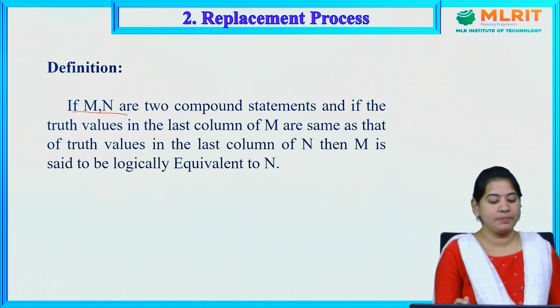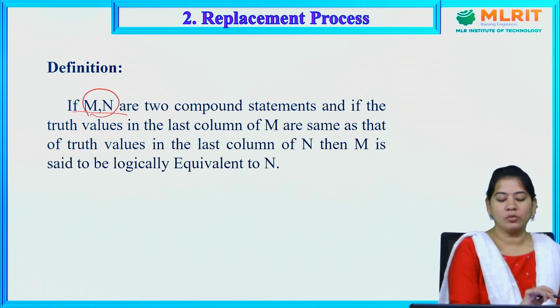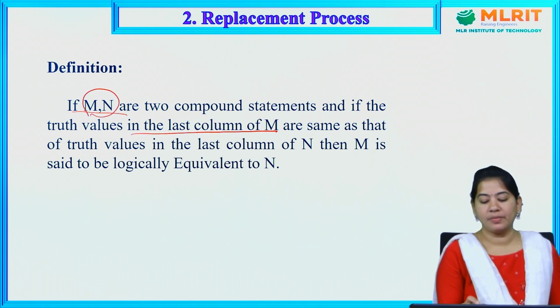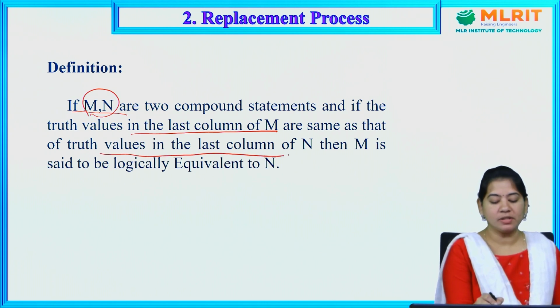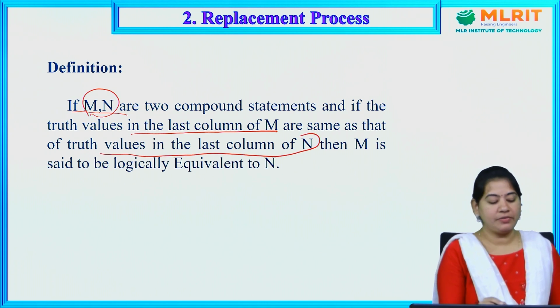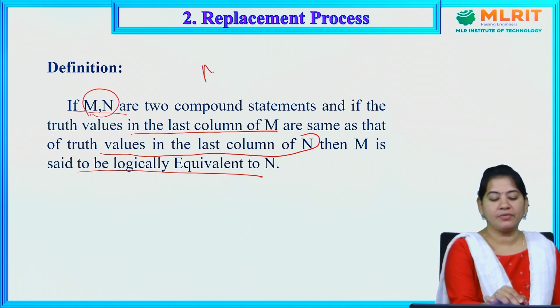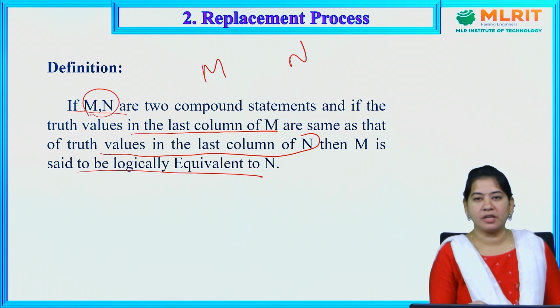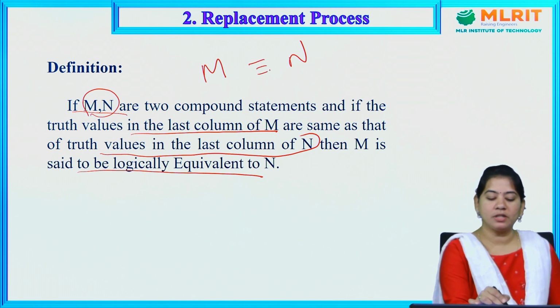The definition is the same for the truth table and the replacement process, only the process is different. If m and n are two compound statements, and the truth values in the last column of m are the same as the truth values in the last column of n, then m is said to be logically equivalent to n. Let us suppose m is one compound statement and n is another; they are logically equivalent if they have the same values.